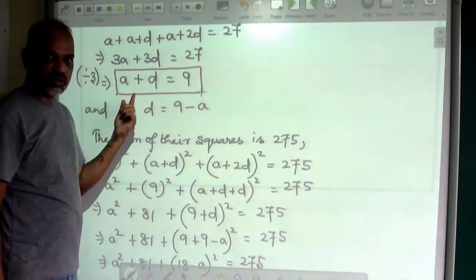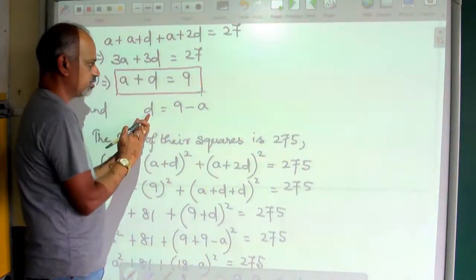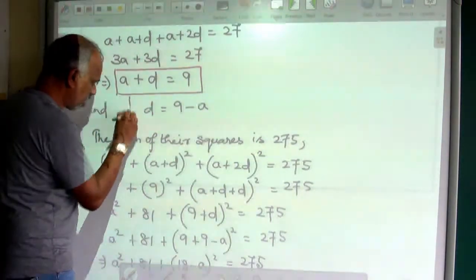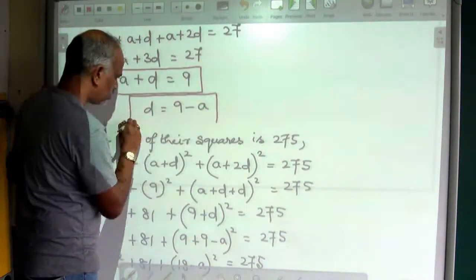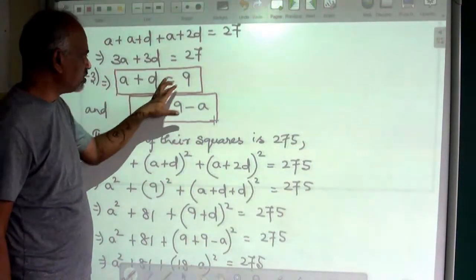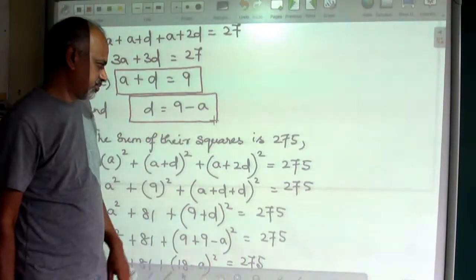Also, from here, you can find something more. Keep the D here and shift the A that side. You will get 9 minus A. Mark this also, because both of them you will be using. You will be using A plus D value is 9. You will also be using D is 9 minus A.